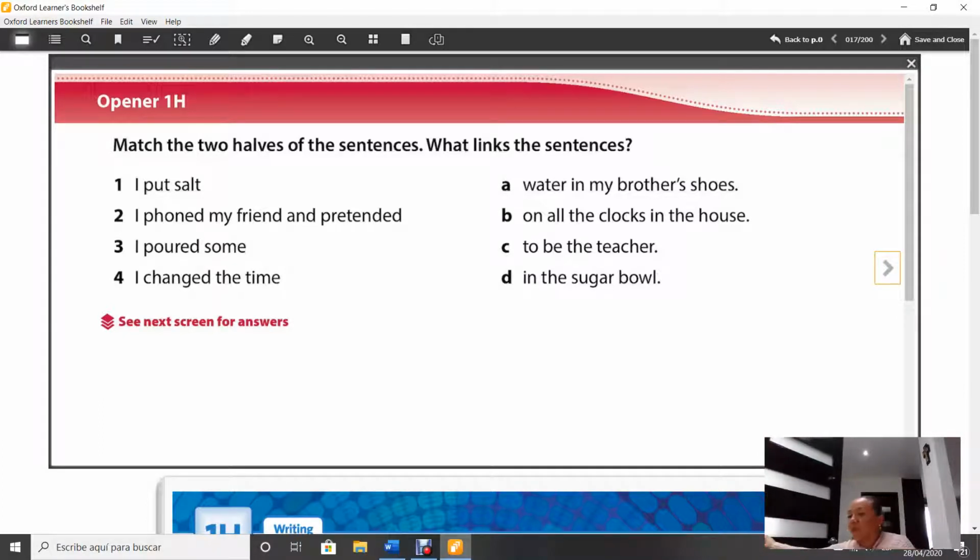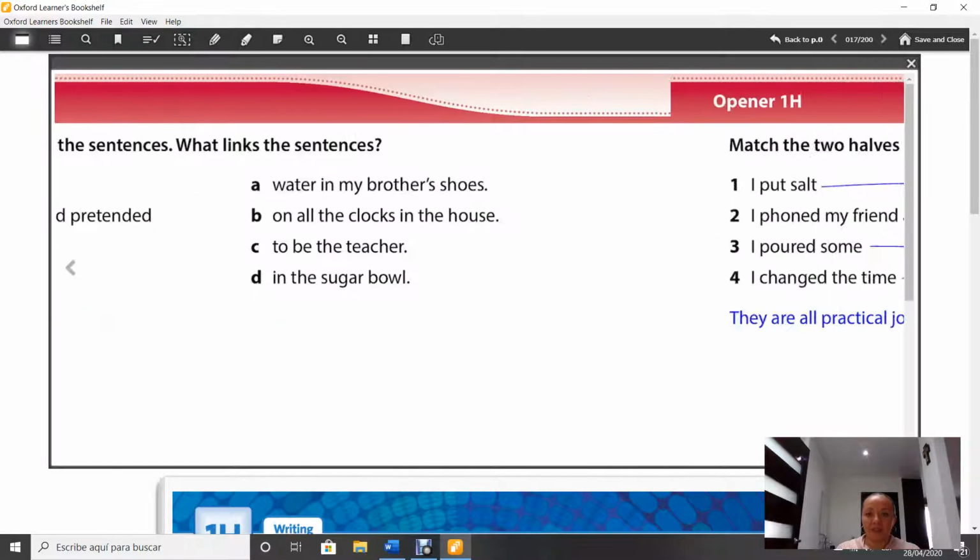So here at the beginning, in my computer, as you can see, I have some sentences. I want you to match the two halves of the sentences according to the meaning of it. What can you notice about all of these sentences? For example, it says, I put salt, I phoned my friend and pretended, I poured some, I changed the time. So please match the two halves and let's read the complete sentence, okay?